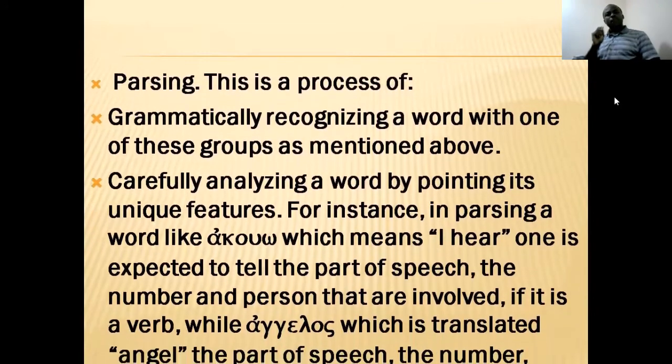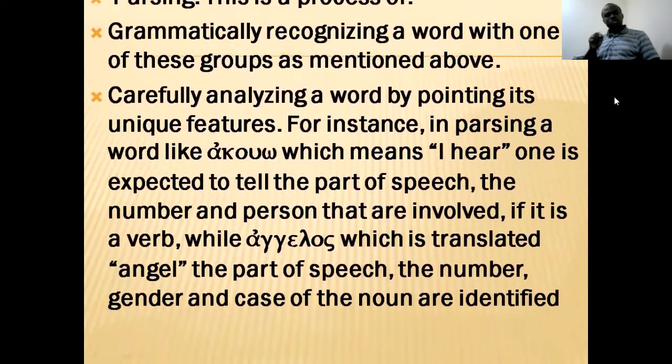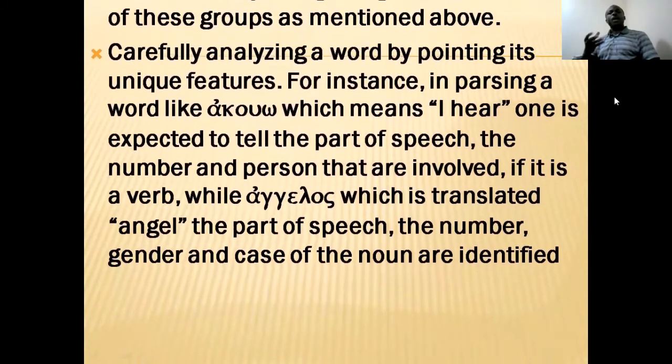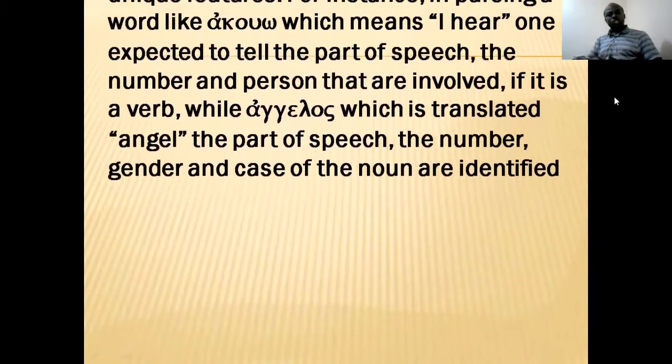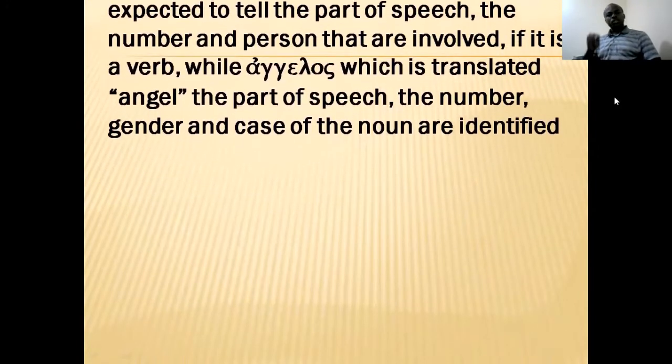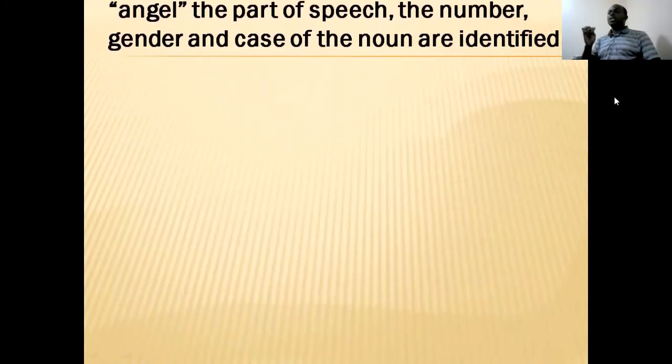For instance, in parsing a word like akouo, which means I hear, one is expected to tell the part of speech, the number and person that are involved, if it's a verb. While angelos, which is translated angel, you get a part of speech, the number, gender, and case of the noun. They are identified.